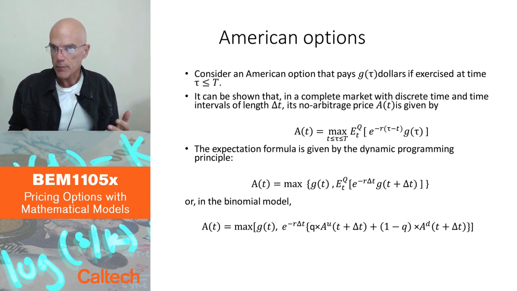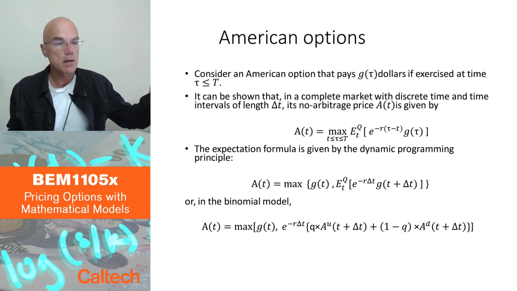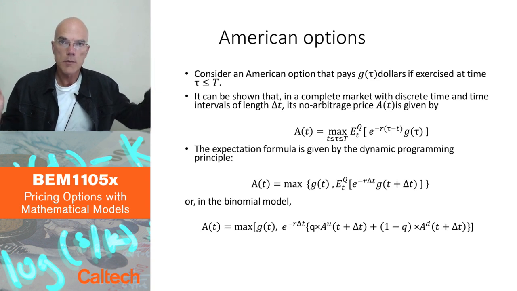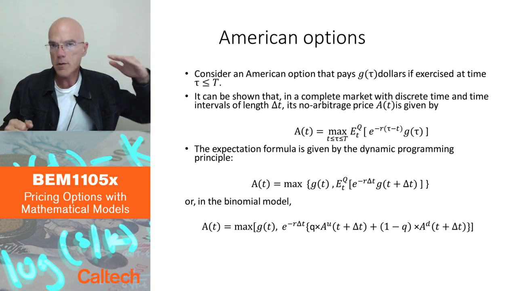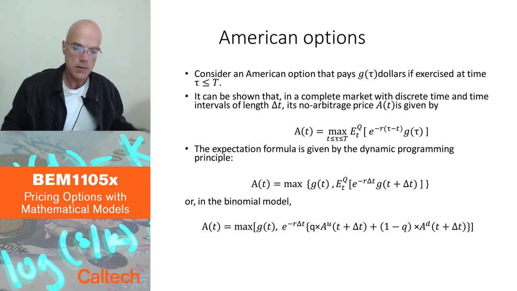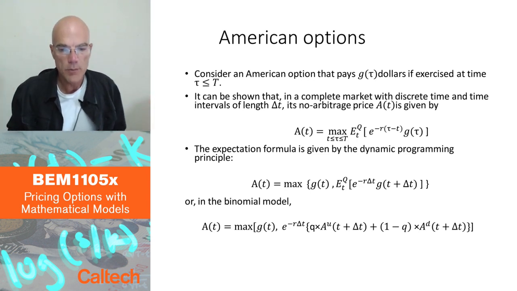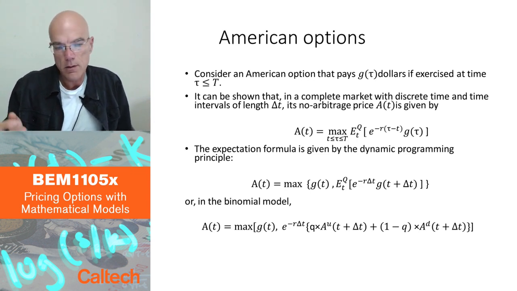And tau can be random. Typically, for a call option, you would exercise when the underlying stock hits, let's say, $300. So the optimal exercise strategy is to exercise the first time the stock hits $300. That's a random time. You don't know when that's going to happen. So in that case, tau is the first time of hitting 300, but it's a random time. It may never happen before maturity, in which case you just don't exercise.